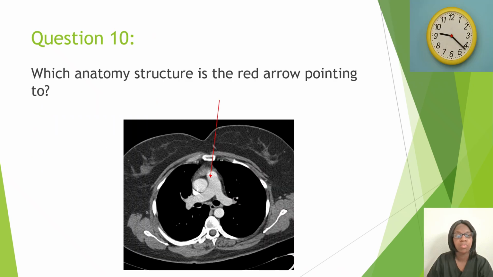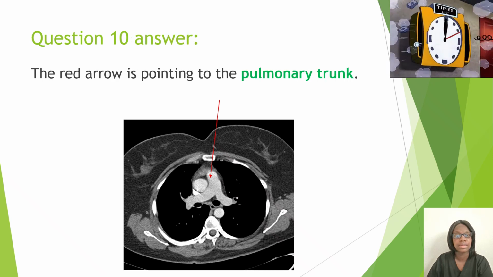Question 10. Which anatomy structure is the red arrow pointing to? Okay, the correct answer is the pulmonary trunk.